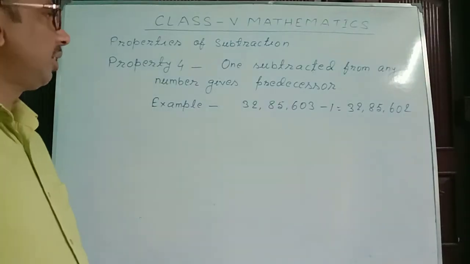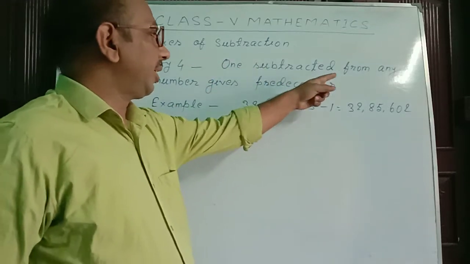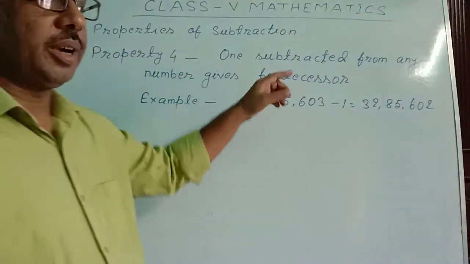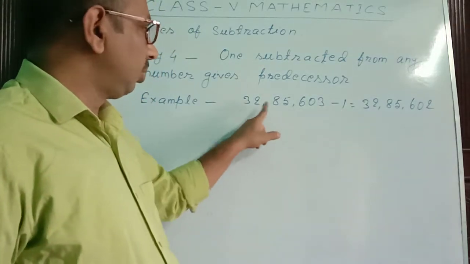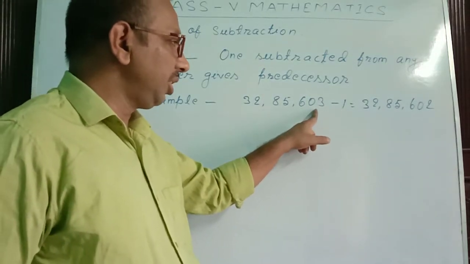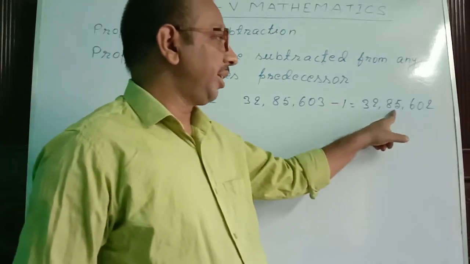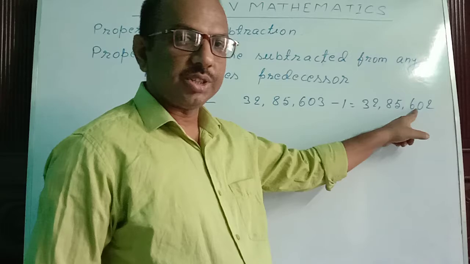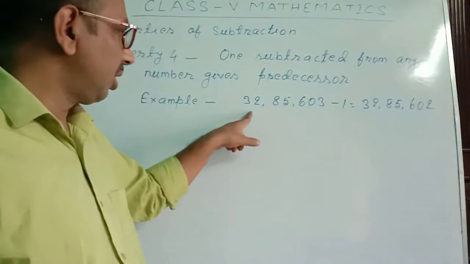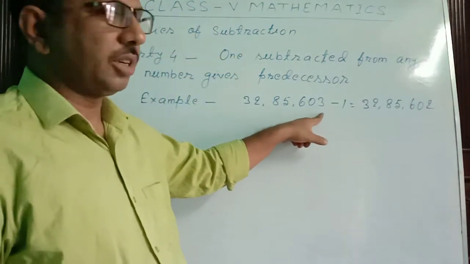Property 4 states that 1 subtracted from any number gives the predecessor. I have subtracted 1 from 32,85,603. The result is 32,85,602. You can understand 32,85,602 is the predecessor of 32,85,603.